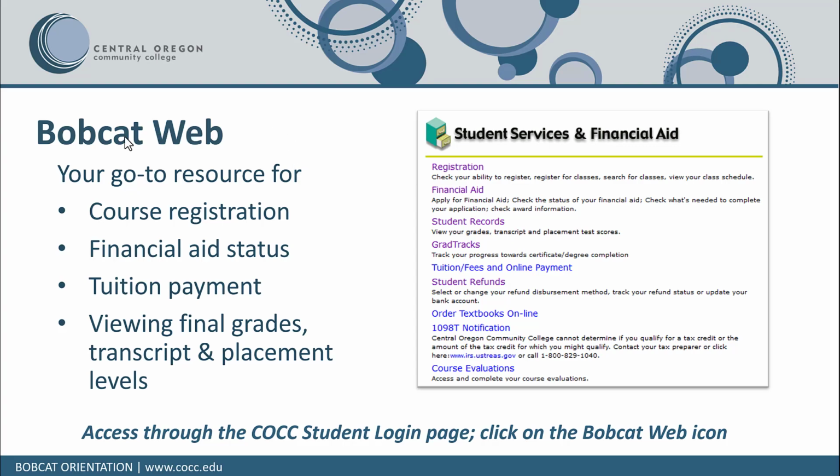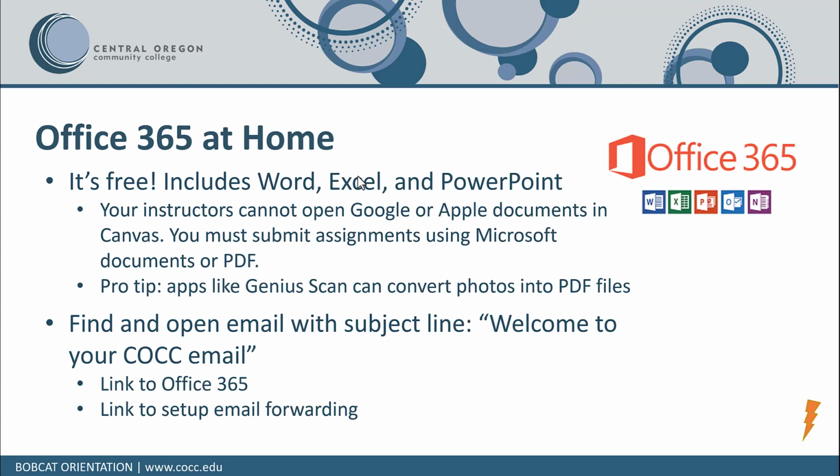So your Bobcat web account, you saw me log into that previously. This is where you're going to register for courses. You're going to be able to check your financial aid status. You're going to be able to confirm any tuition payments that need to be made, as well as financial aid money coming back to you. And of course, don't forget that you can also check your final grades, look at your transcript, all that good stuff on your Bobcat account.